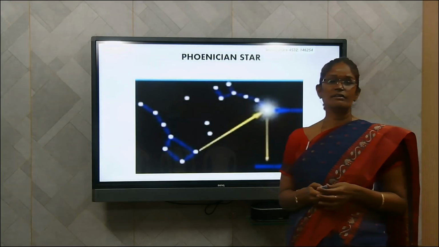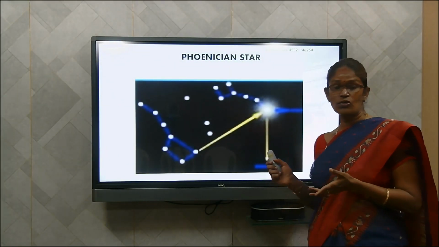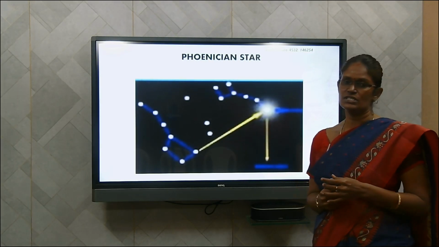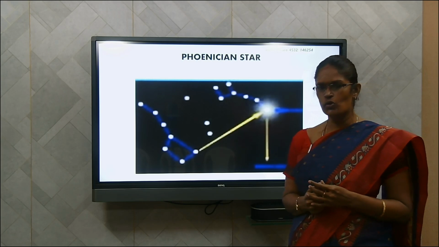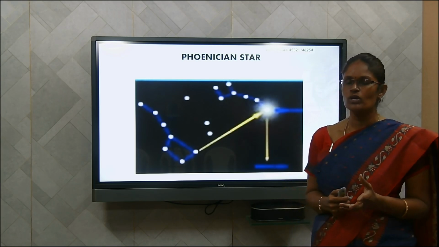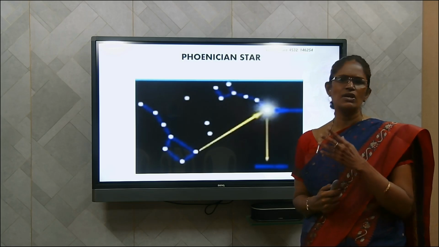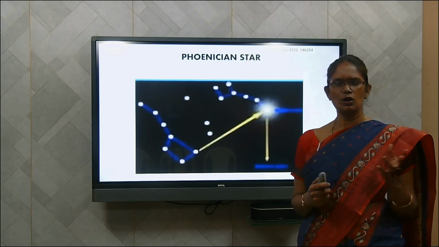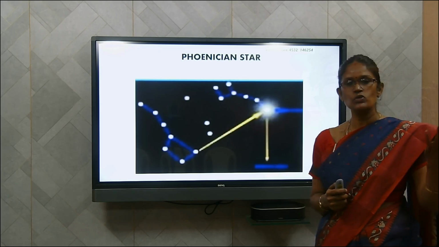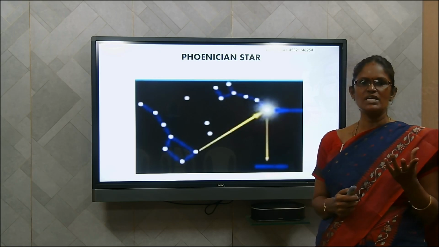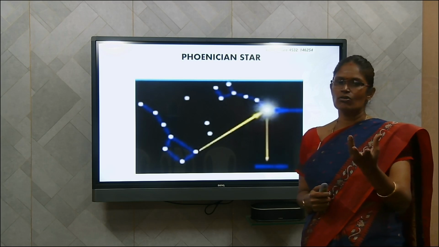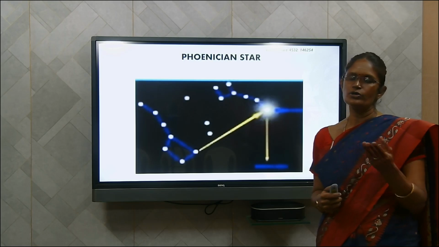And the credit of going for the Phoenician star goes to the Phoenicians, because as they travelled more, as they had widespread trade contact, they travelled more. So when they went on travel, they lost their route. It's quite normal, because in those days they didn't have any GPS, or any lights to identify and move in that direction.